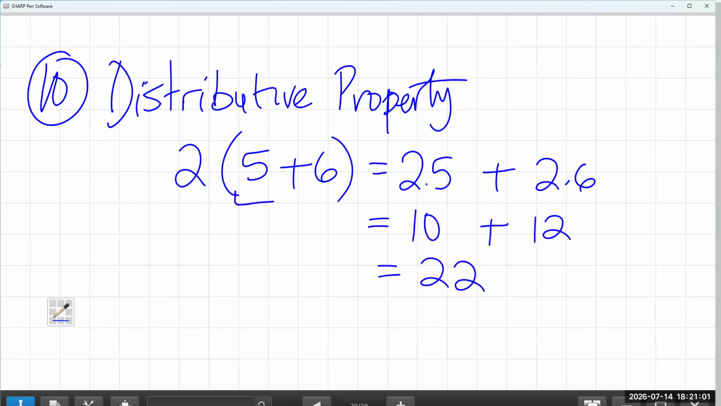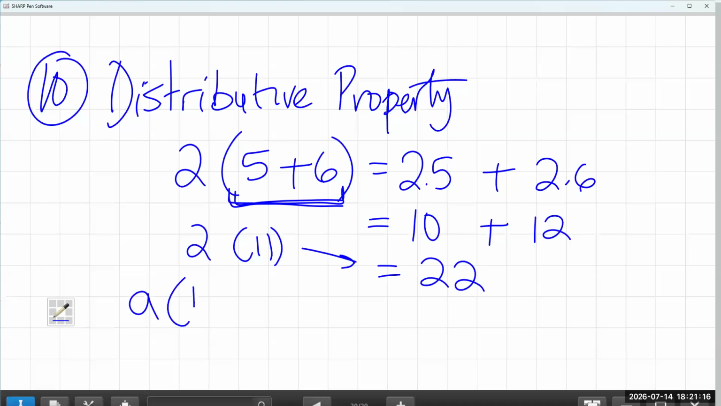Now, you could have technically added these two things together to get 2 times 11, which is also 22. But this is why we use the distributive property. I'm just going to give you an example. Before I give you the example, let me give you the general rule. It's A times B plus C. So that's equal to A times B plus A times C.